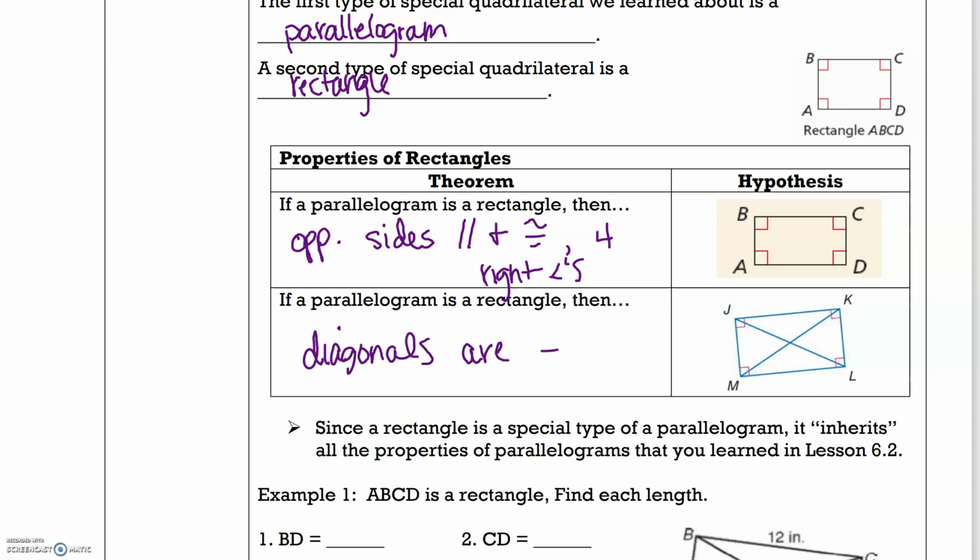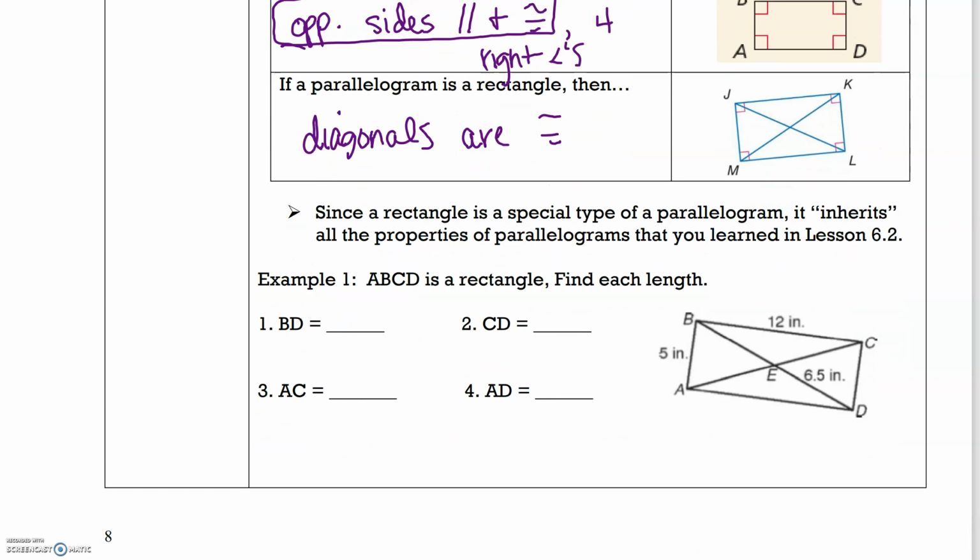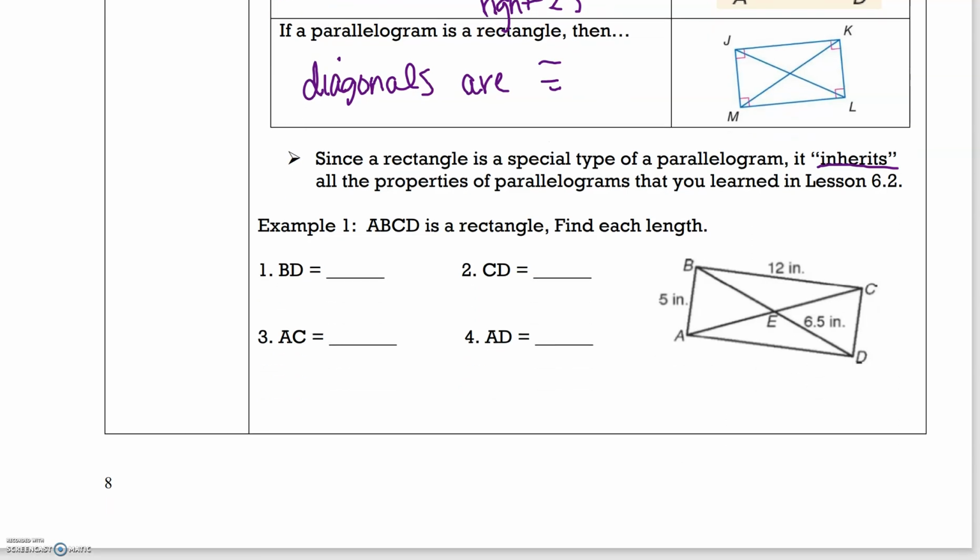are congruent. And really this one comes from parallelogram, so we don't actually have to write that out, because if it is a parallelogram like it says, we already know that. But the 4 right angles is the specific one to our rectangle, which is our definition. So thinking of those two properties, as well as it inherits all the other properties of parallelograms, like we talked about up at the top, it's going to have all those other 5 properties in addition to these 2.